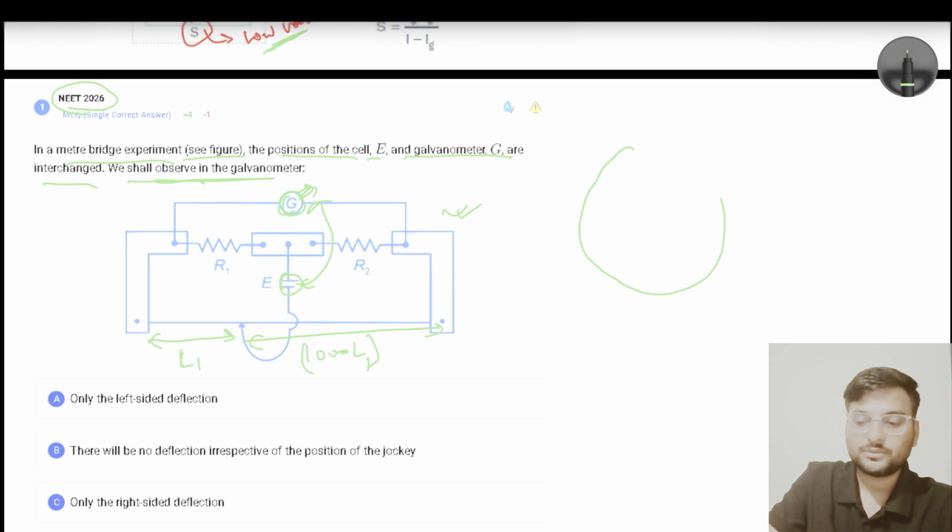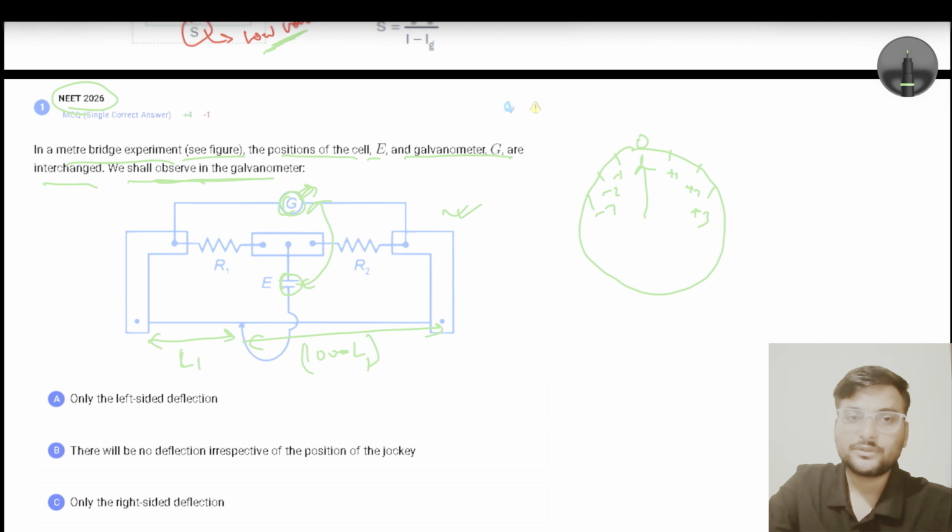Actually, a galvanometer looks like this. In the center the point is 0, this side is -1, -2, -3, and this side +1, +2, +3 readings are given to you. So whenever you move this jockey to the left or right side, the galvanometer deflects either towards the right or towards the left.